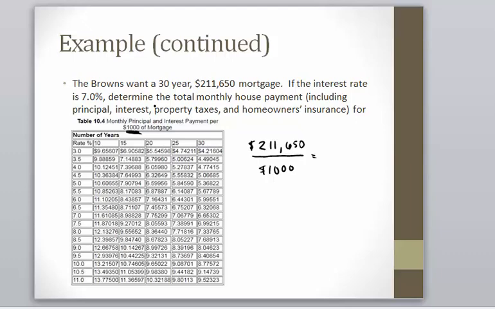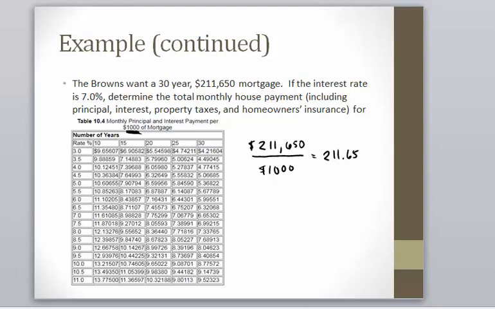So we need to figure out how many thousands they're borrowing. So when we do that division, we're going to get 211.65. Next, we're going to use our table to determine the value that we'll use in our calculation.